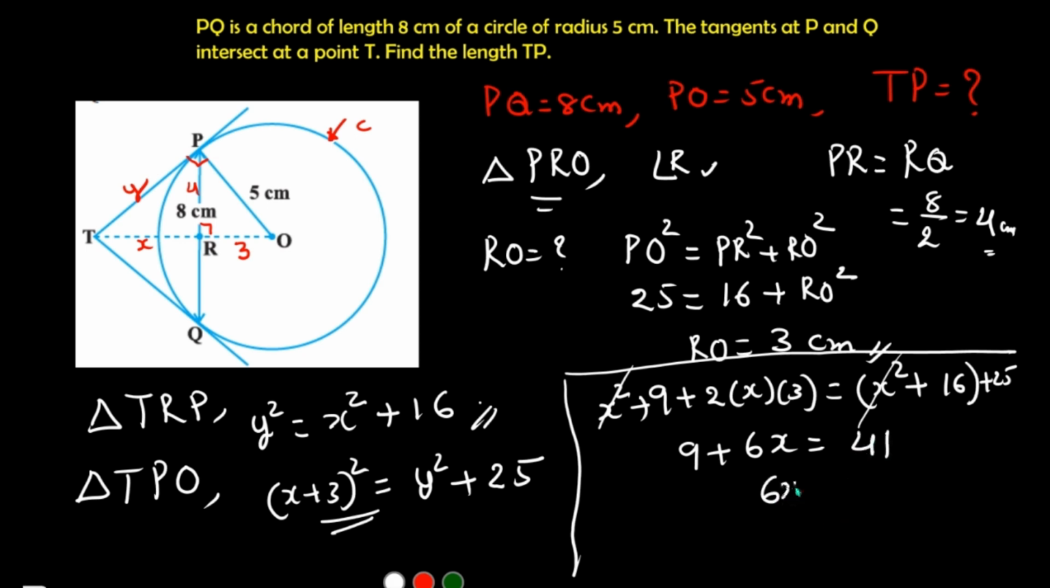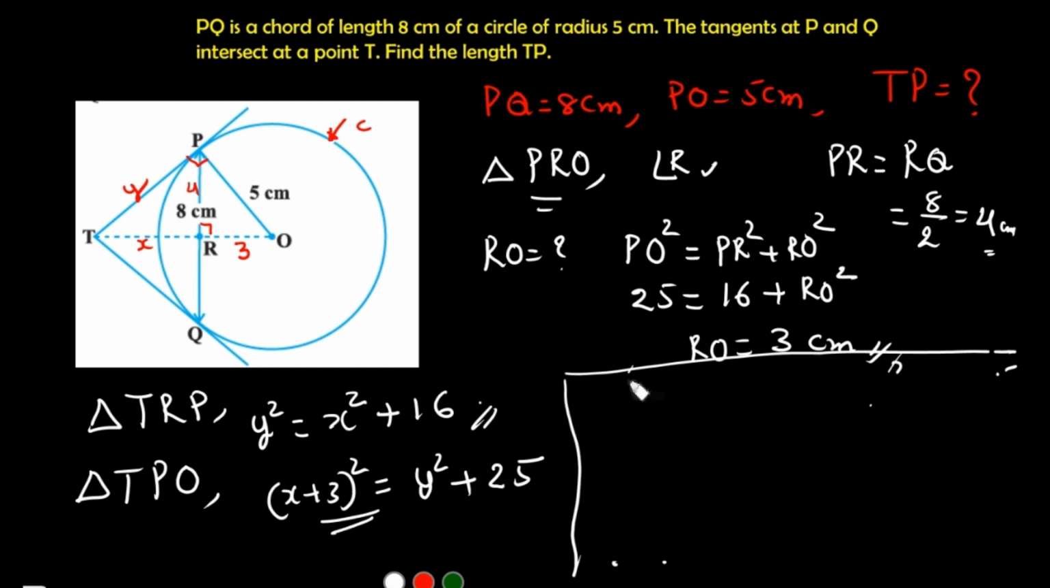So 6x equal to 41 minus 9. 41 minus 9 equal to how much? If you subtract, it becomes 32, right? So X equal to 32 by 6. If you cancel with 2, it is 16 by 3. So we found that X is equal to 16 by 3.